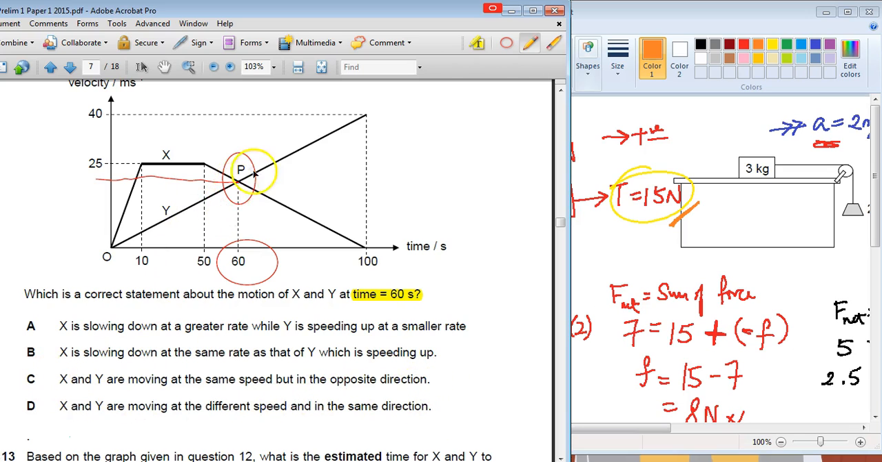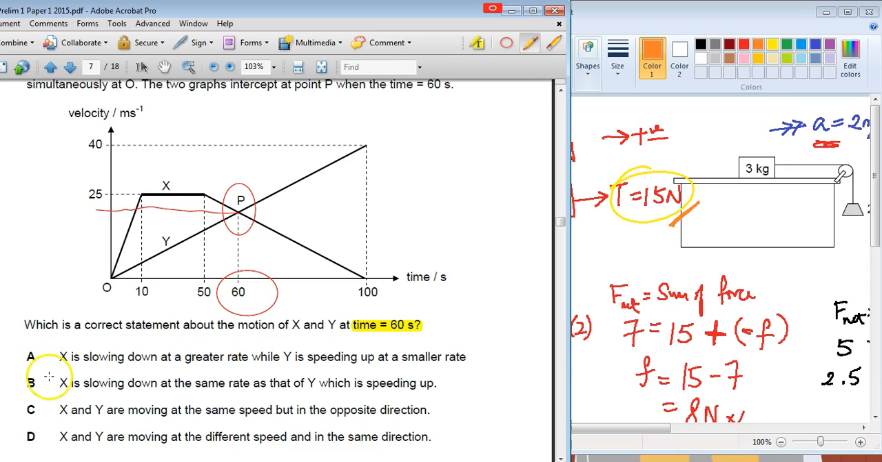Do not get confused by the upward trend and the downward trend. The upward trend and the downward trend talk about the gradient. The gradient of x and the gradient of y will have different signs, but the velocity of x and the velocity of y are still positive, maybe 20 plus. Okay, so C is wrong. If you look at D, they are moving at different speeds. Definitely wrong. They have the same velocity, so they cannot be moving at different speeds, meaning that the answer is between A and B.